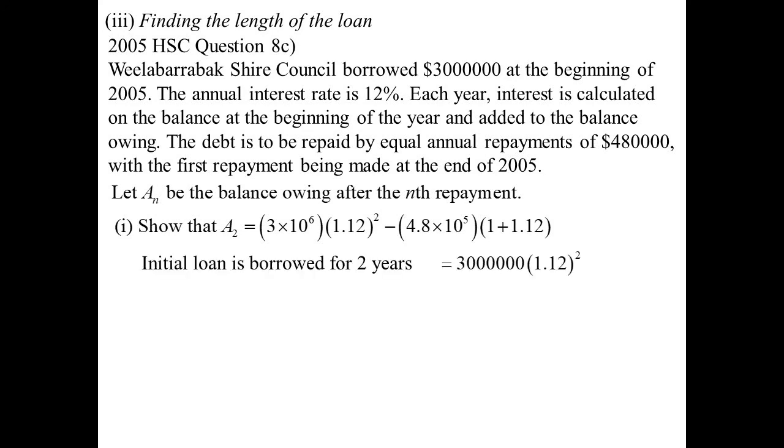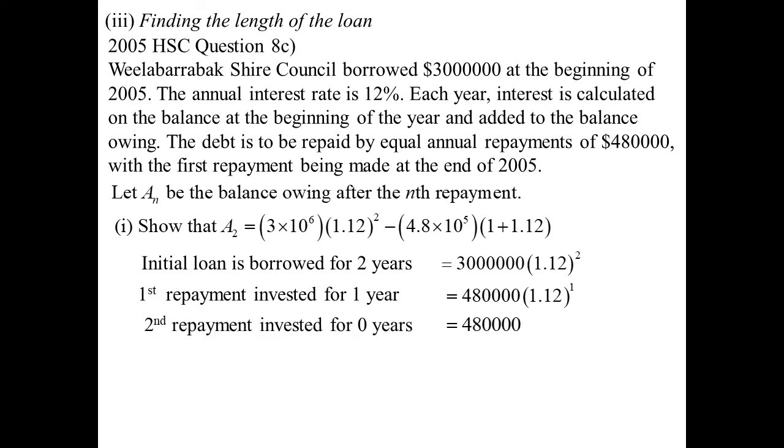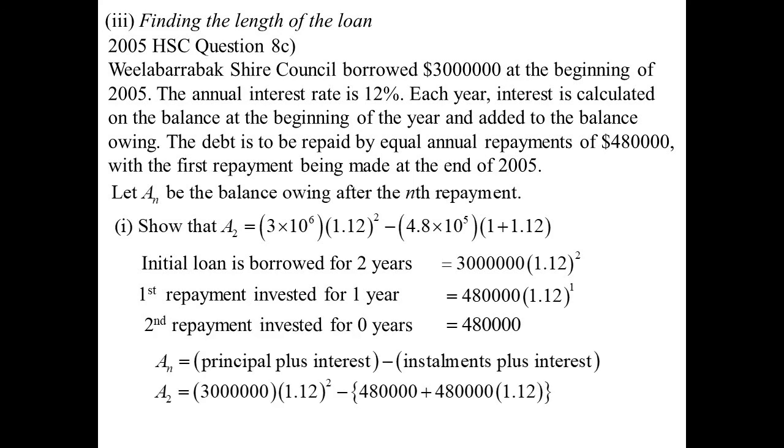All right, so that initial investment is going to be there for 2 years, because we want to know amount 2. So we'll make one repayment that'll be in there for a year, and then there'll be a second repayment. So there's only going to be 2 repayments on this one. Principal plus interest, minus instalments plus interest.